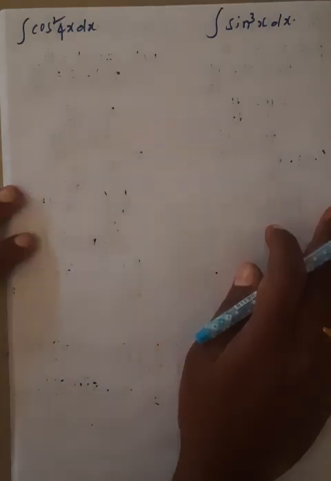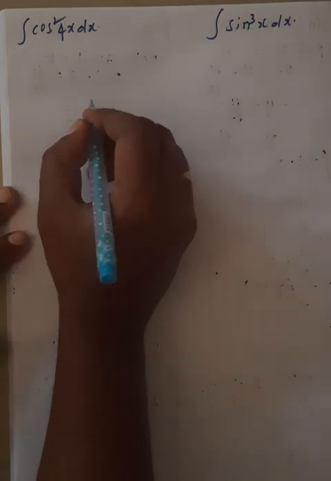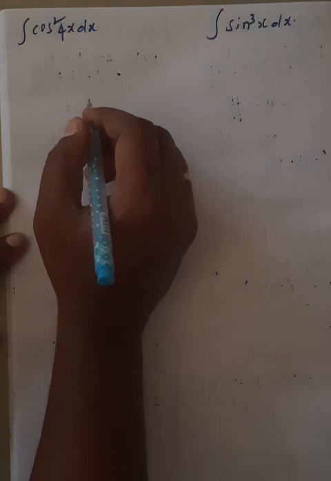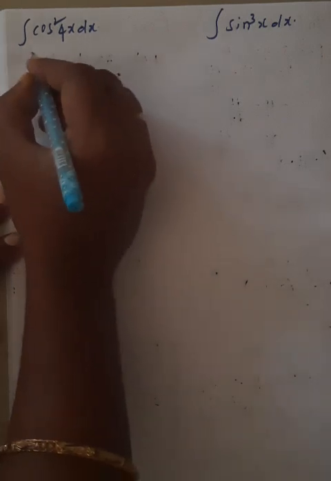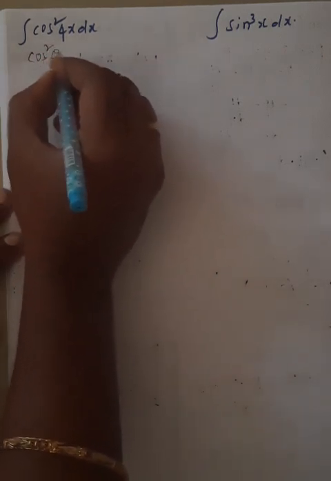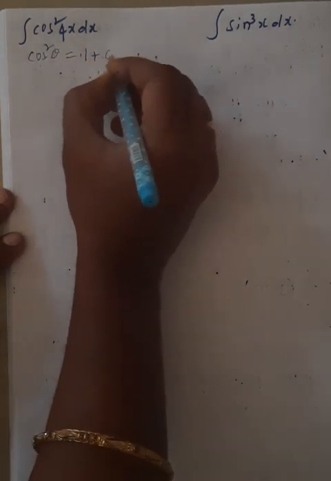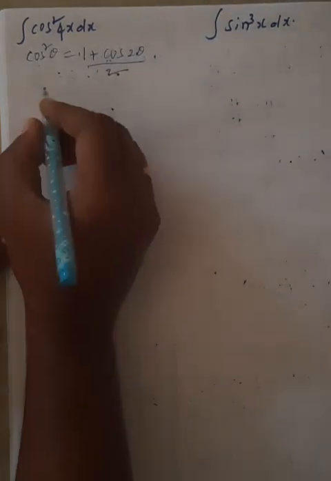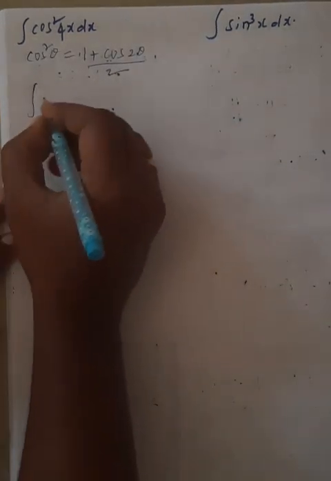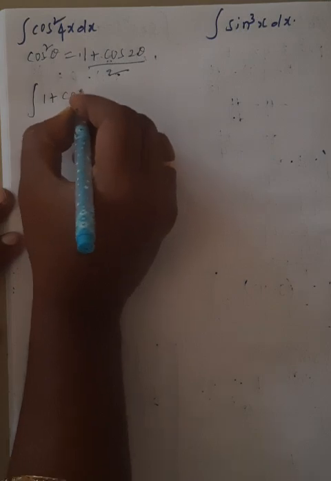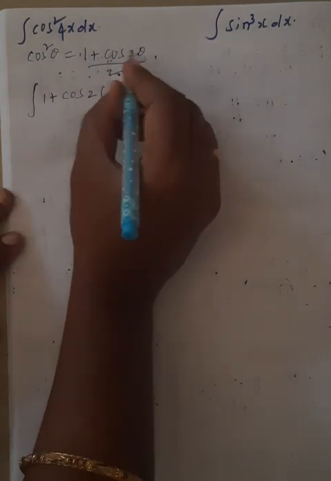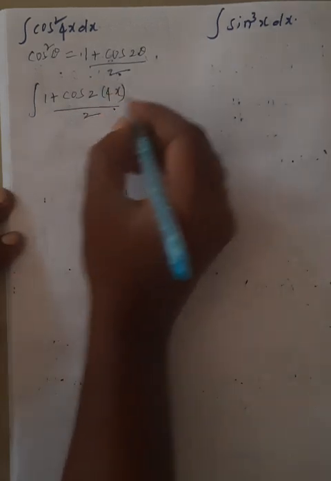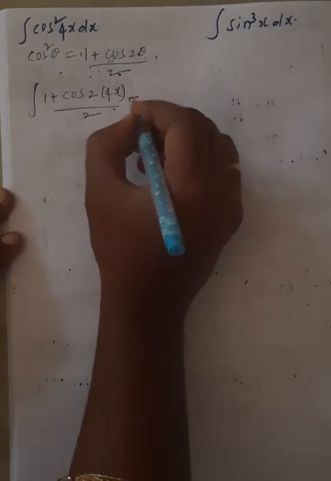Now the next question is integration of cos square 4x into dx. So the given question is of the form cos square theta, but we know that cos square theta is equal to 1 plus cos 2 theta by 2. So here we have to substitute in our question 1 plus cos 2 into, in place of theta we are having 4x by 2 dx.